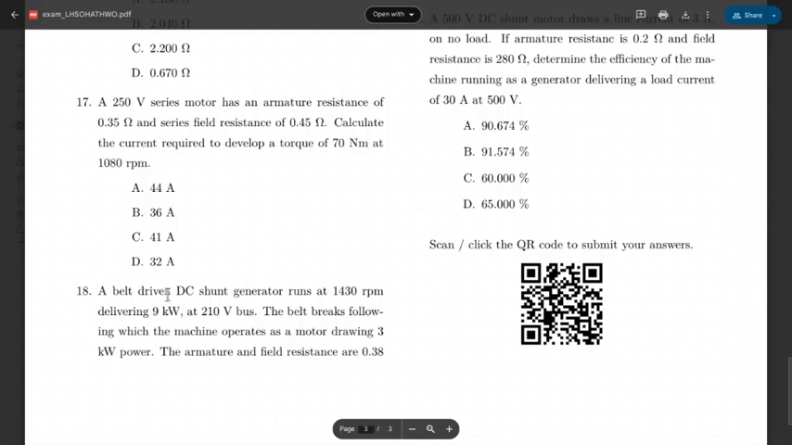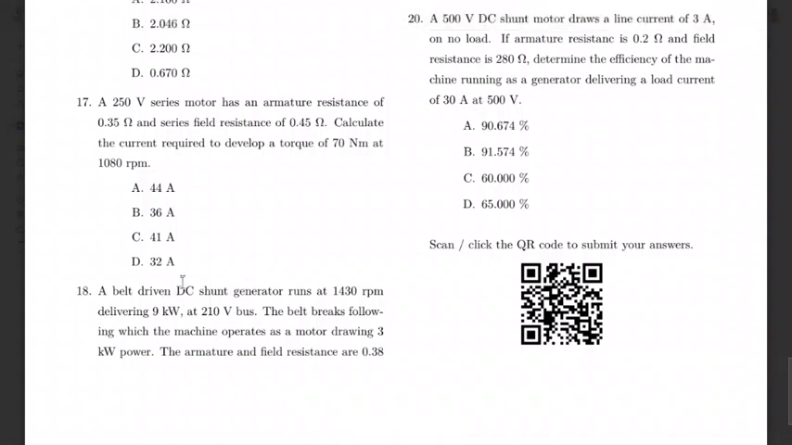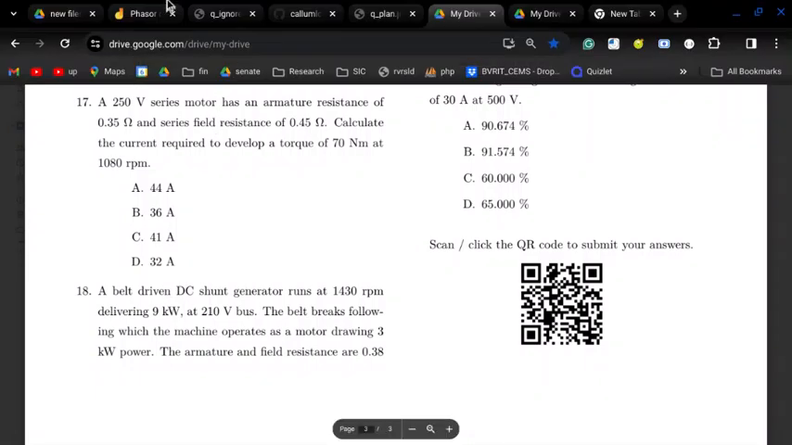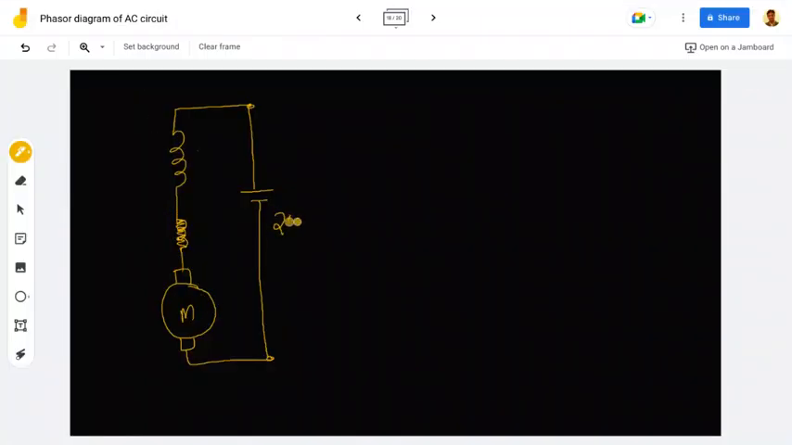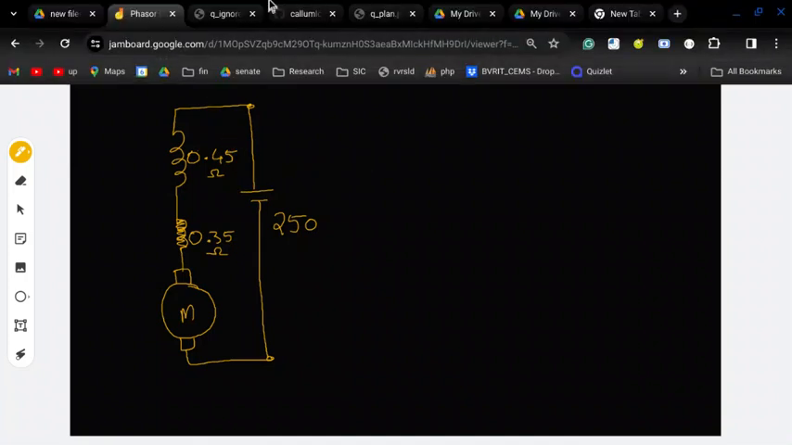250 volt and 0.35 and field is 0.45. Okay, so let's put that here. I hope these numbers are correct. Sorry.